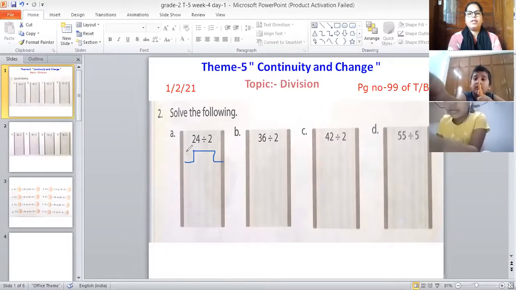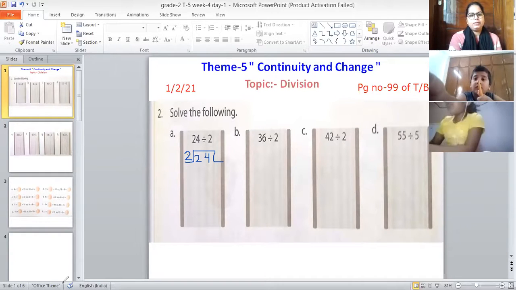Very good. Children, after the division symbol the number is 2. So we will write this 2 outside and 24 inside. Very good. That's correct. Thank you, Aliza. Now, since the outside number is 2, or we can say after the division symbol the number is 2, we'll be recalling the table of 2 here.